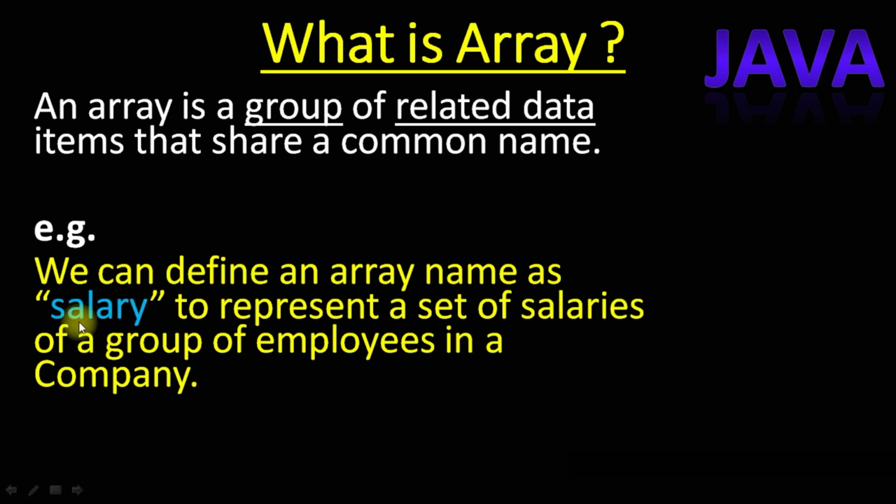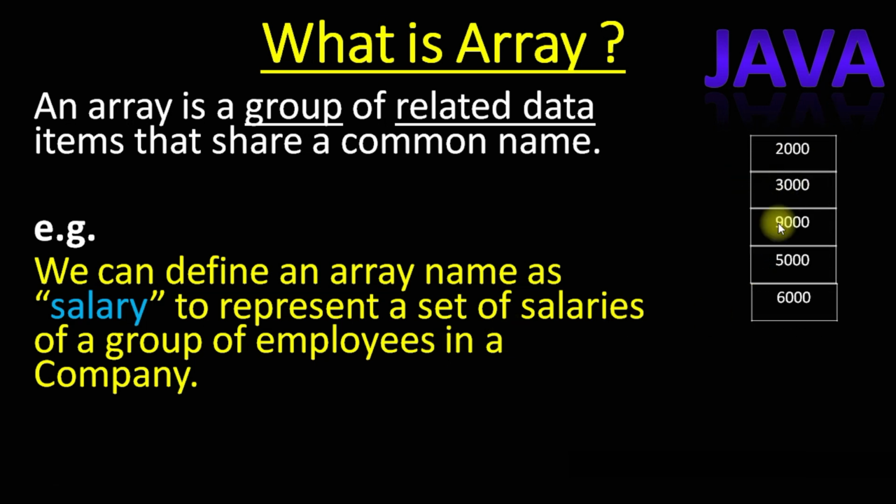Now if we check this example, we can define an array name, let's say salary, and we want to represent a set of salaries of a group of employees in a company. So let's say I have a company with 5 employees and I want to create an array named salary, which represents the set of salaries of those 5 employees. How will it look in a structured way? It's something like this. Let's say the first employee's salary is 2000, then the second 3000, then 9000, 5000 and 6000.